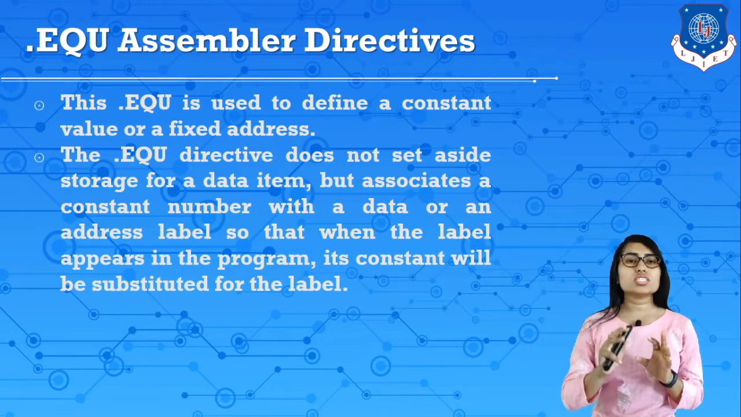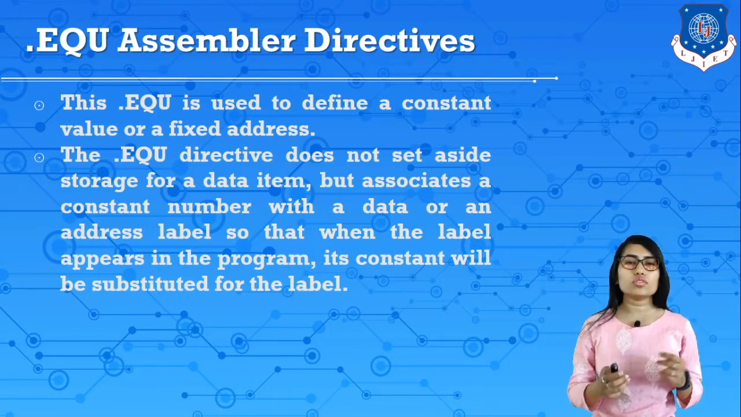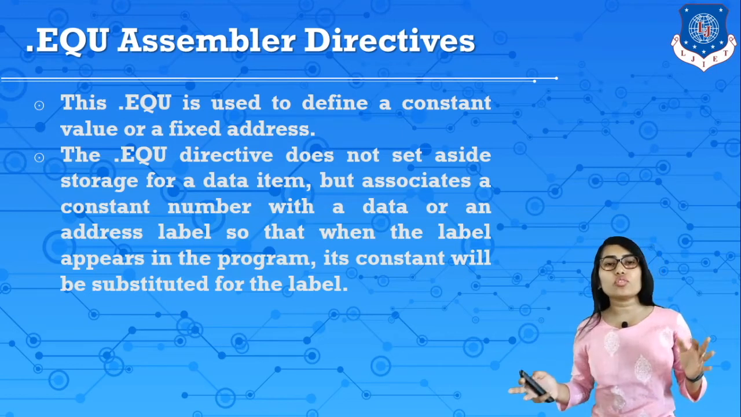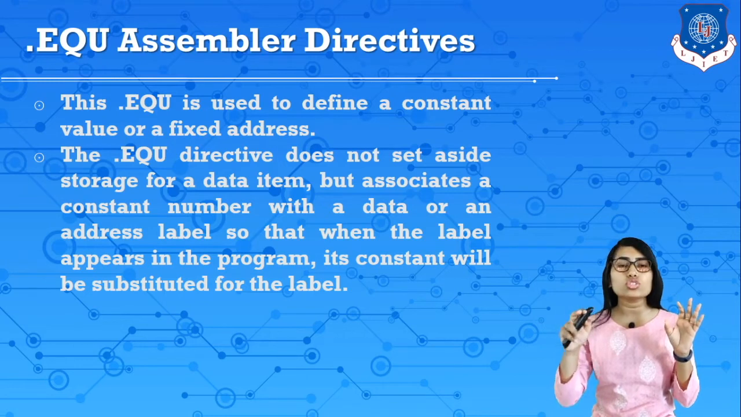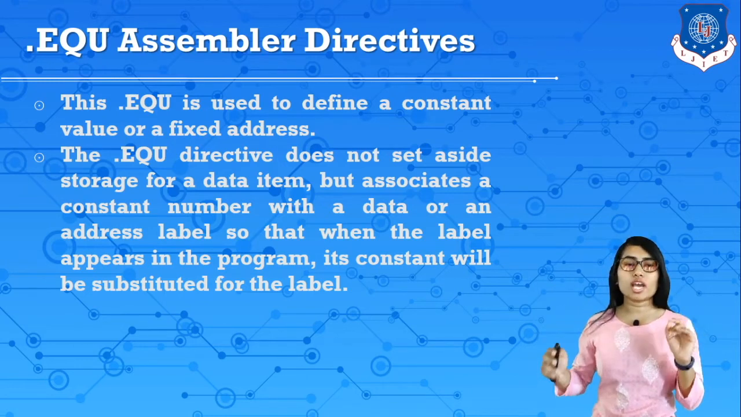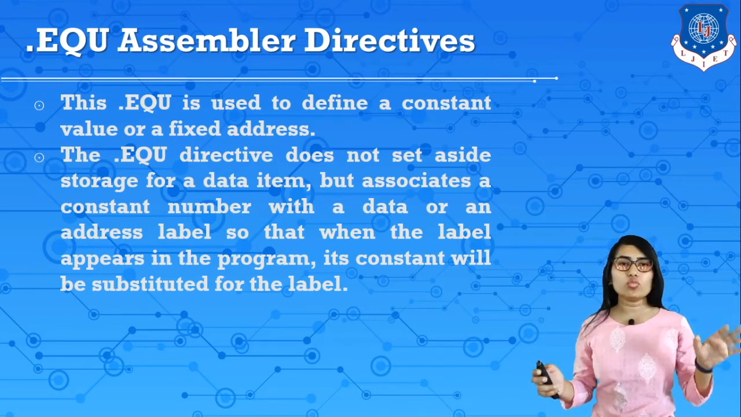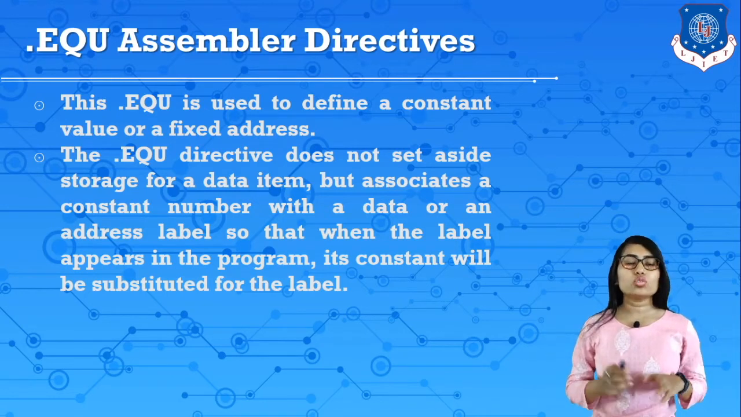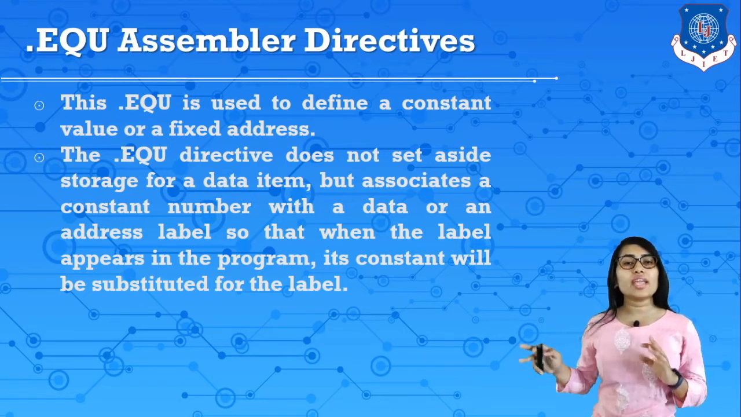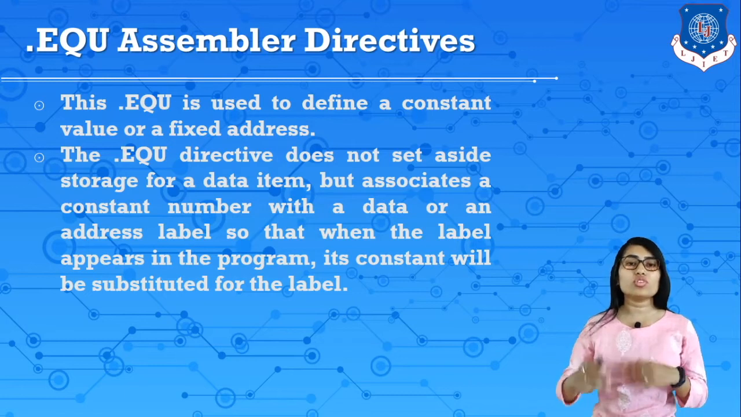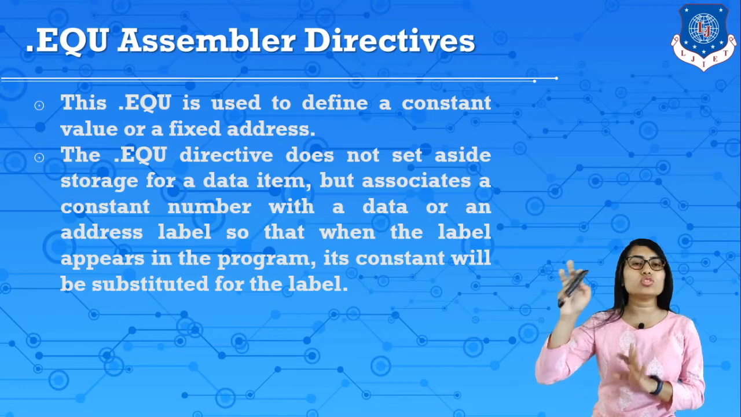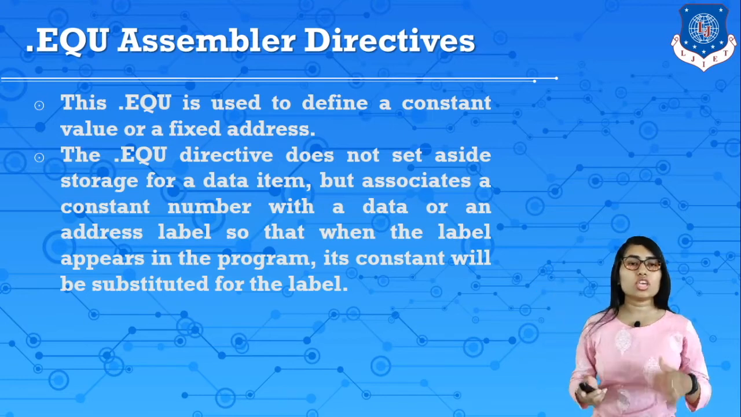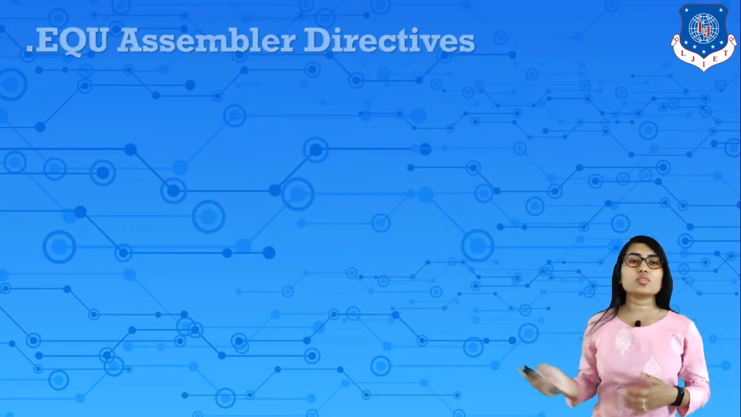This kind of directive is used when we have a large amount of data and a constant value is used many times in our program. We can define it once with .equ, then use that value each and every time, and if we want to change the value, we can just change it at the .equ side. So this is the .equ assembler directive.